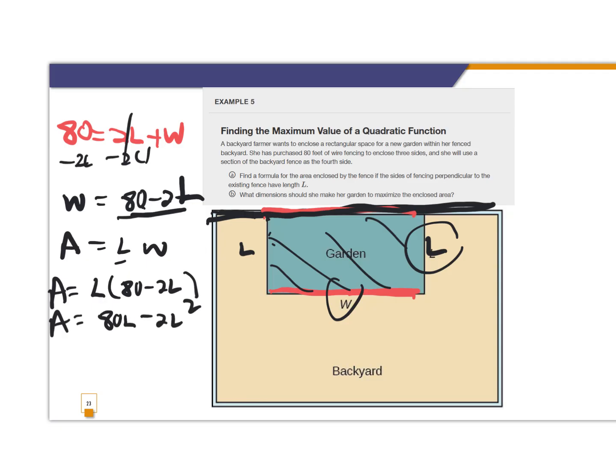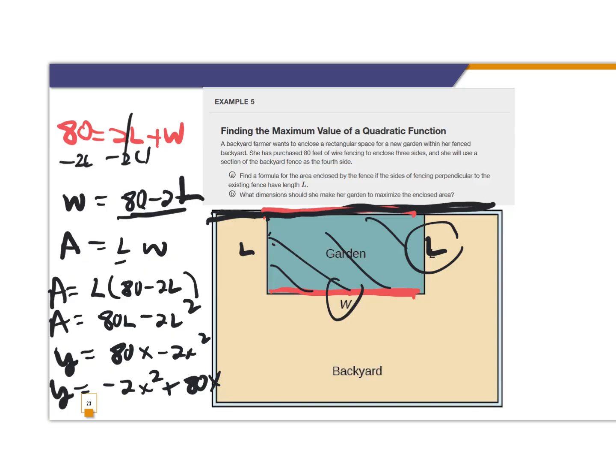That's a quadratic. See, the L is the same thing as an x squared. Matter of fact, if I wrote it as y and x, you might see it better. My y stands for area. That's 80x minus 2x squared. Let's put it in the general form where the x squared goes first. That gives me y equals negative 2x squared plus 80x.